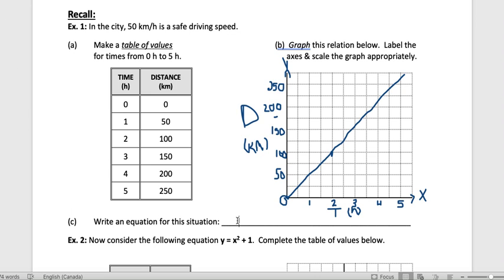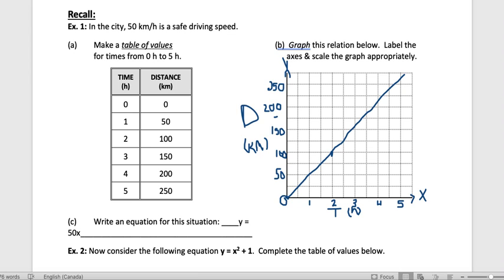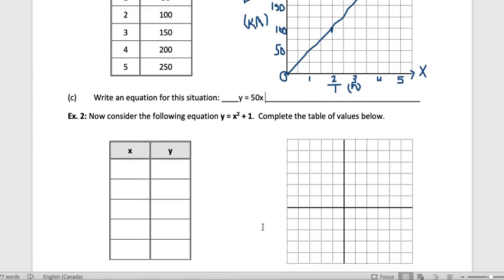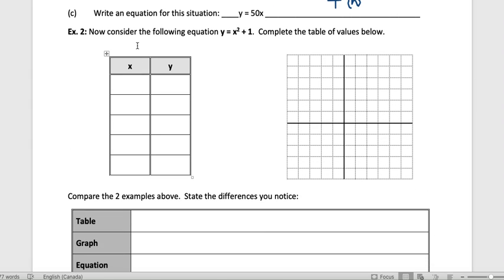We are always writing equations in the form of y equals mx plus b. So what is our rate of change? Oh, you remembered. We go back up to this 50 kilometers per hour. That would be our rate of change. And then what is our y-intercept? Right, we don't have one. It's 0. It touches at the origin. So this equation is complete: y equals 50x.